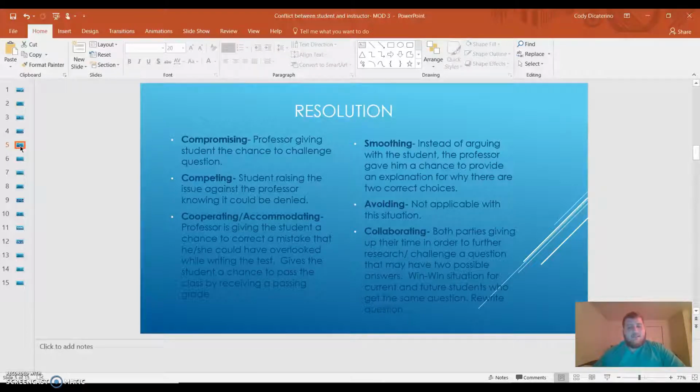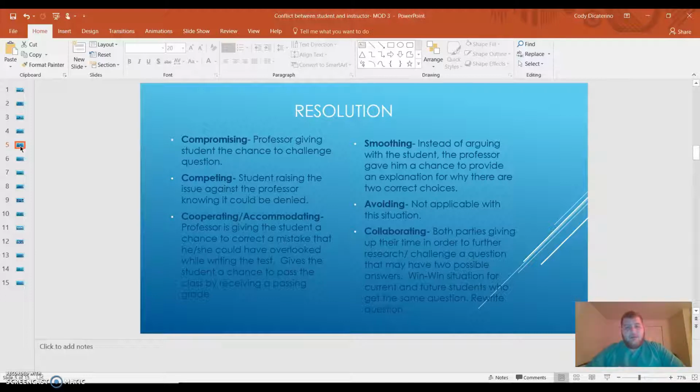The avoiding, it doesn't really apply here because the professor didn't really avoid the student. A lot of times professors will, if they don't know the answer to the question or if they need time to look it up themselves, generally say, hey, I need some time to look this up, or I don't know the answer, I'm going to have to get back to you. And generally, you don't really get an answer back unless you go back to the professor once more or several times over and ask, hey, did you actually find out what I was asking? But this doesn't apply here.